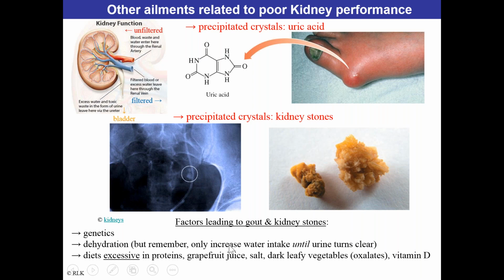So you only want to drink enough water so that your urine becomes clear, okay? If you keep on doing that, then you run the potential risk of creating undue stress on your red blood cells and other physiological cells that you need for life, right? And also diets excessive in proteins, grapefruit juice, salt, and dark leafy vegetables like spinach, because they're high in oxalate, as well as vitamin D. Just like with most things, moderation is going to be key.